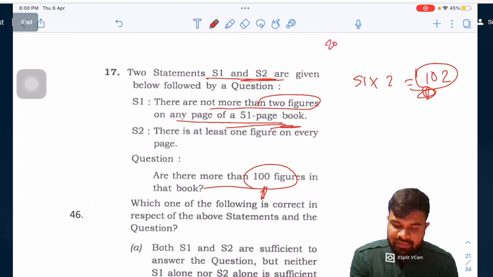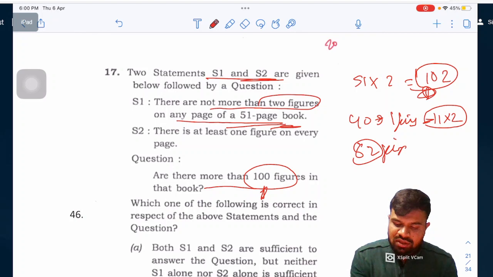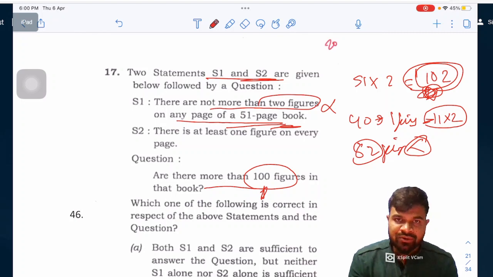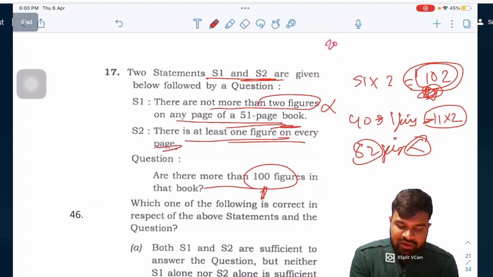But there can be a case where 40 pages have only one figure and only 11 pages have two figures. That means in that case we will have only 62 figures. So the number can be less than 100, or it can be greater than 100. So statement 1 cannot be true. Statement 2: there is at least one figure on every page.